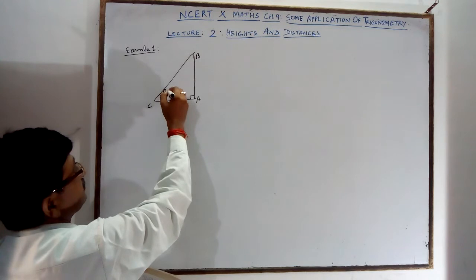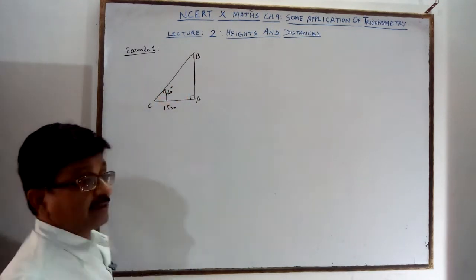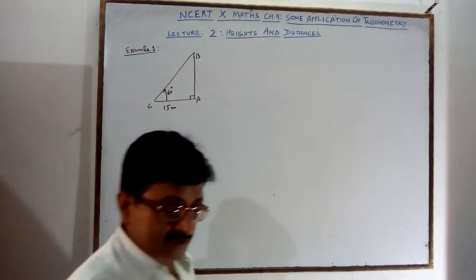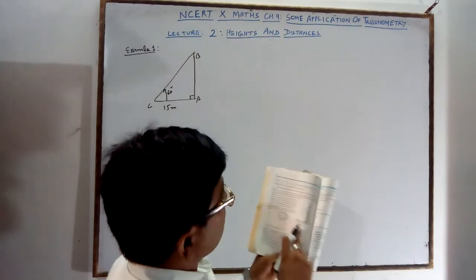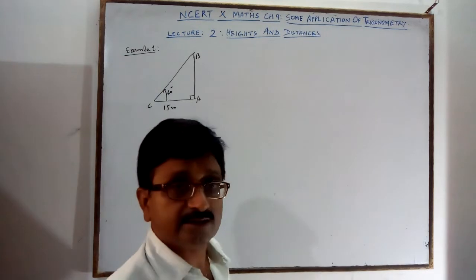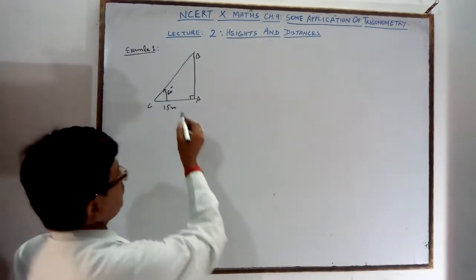It is given. In the book the figure is given, but don't look at the figure, because you should read the question and draw the figure yourself. So it is given 60 degree.